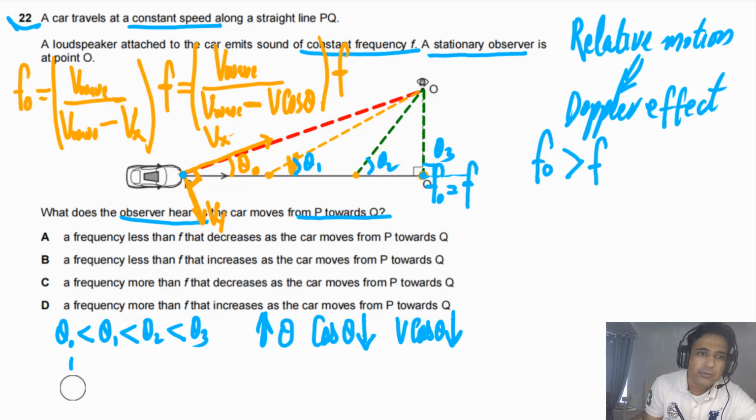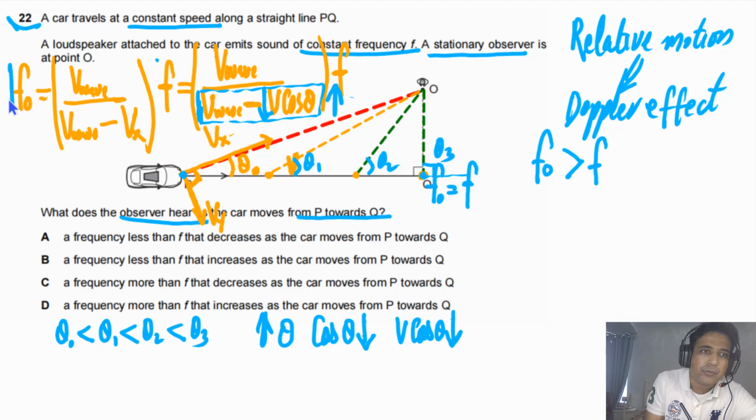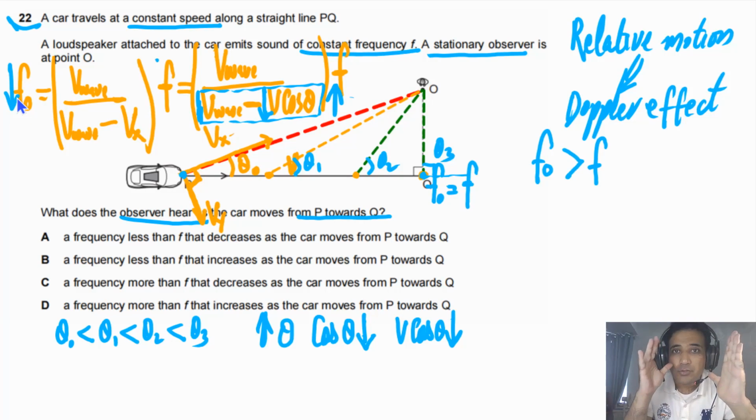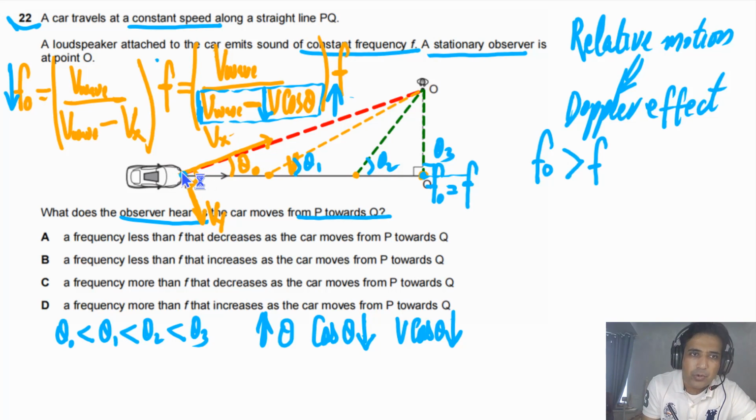If you understand these things, now we can go back to the Doppler effect equation. If this one decreases, how about overall this one? Overall this one will increase. If overall this one increases, how about the frequency? The observed frequency will decrease. This is the main point you need to understand. So it simply means that at this point, the observed frequency is maximum.